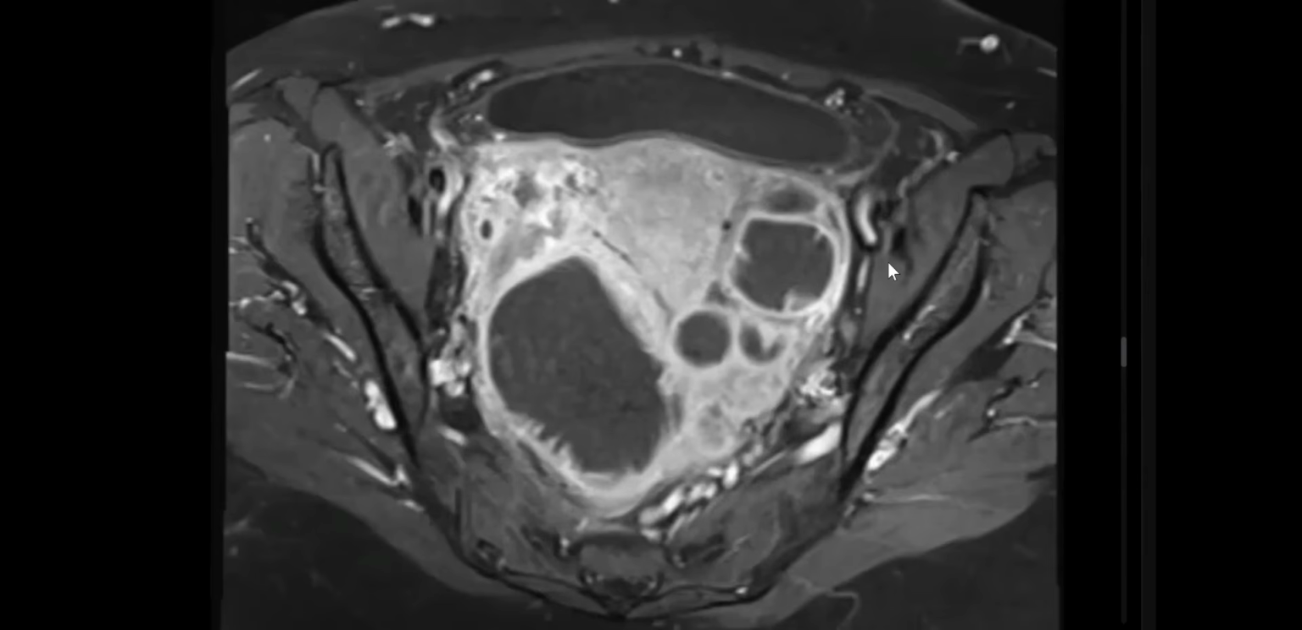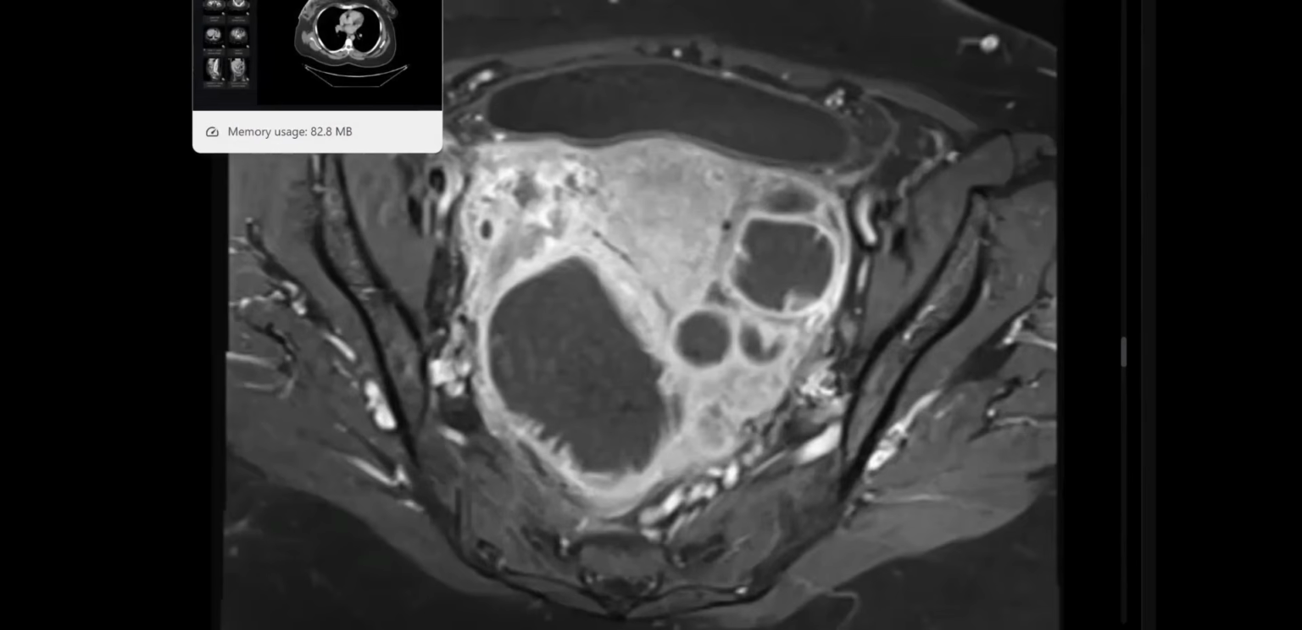Yes, we can do image guided drainage, or surgery according to gynecology.